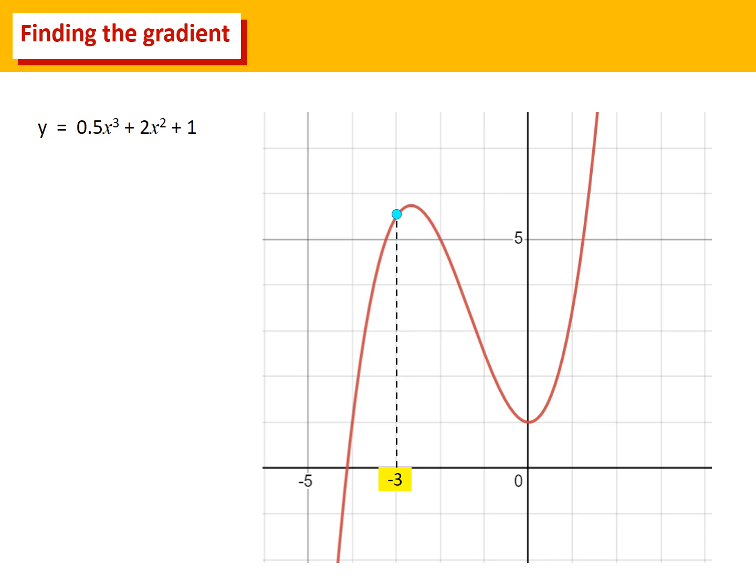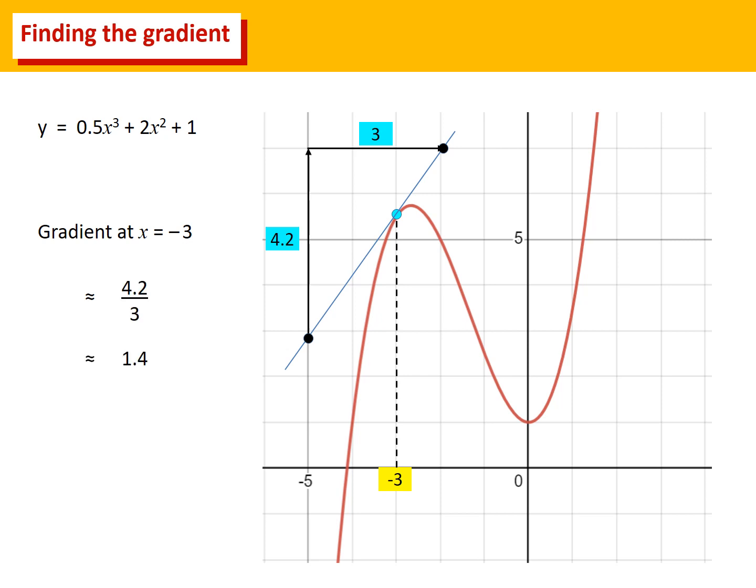Well, to find an estimate for that gradient, I could draw a tangent. That blue tangent there just touches the curve at the point where x equals -3. And if I find the gradient of the blue tangent, it will be an estimate of the gradient of the curve. So between those 2 points on the blue tangent, in the y direction, it's an increase of 4.2. In the x direction, it's an increase of 3. So the gradient at x equals -3 is approximately 4.2 over 3, which is approximately 1.4.